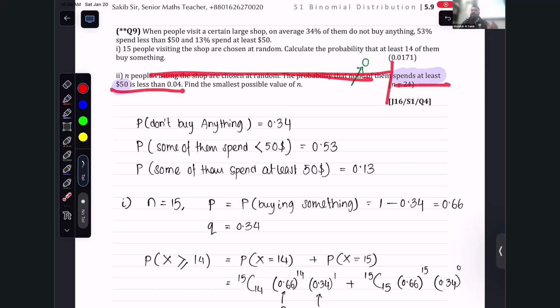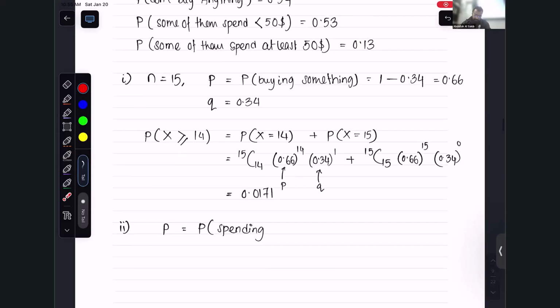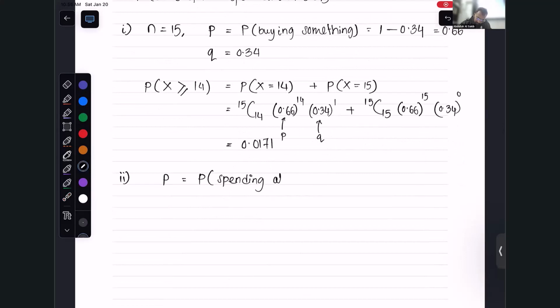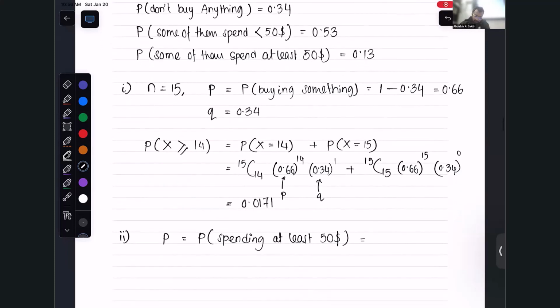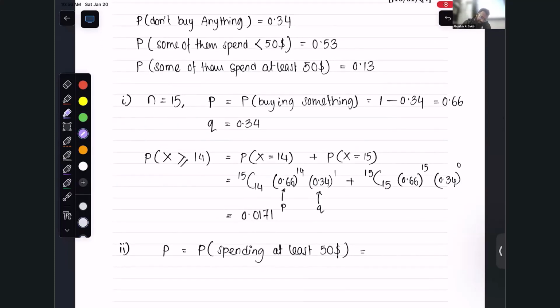Spends at least $50. That means spending at least $50 is the probability of success. Clear? And what is the probability of spending at least $50? Spending at least $50 is 0.13. That is our probability of success. Clear? So this is 0.13.